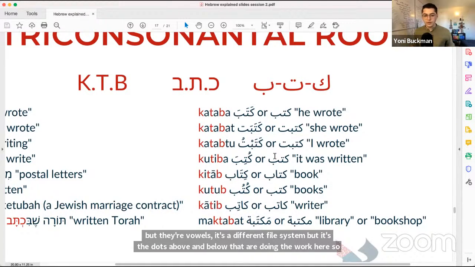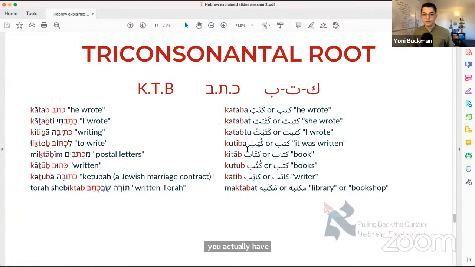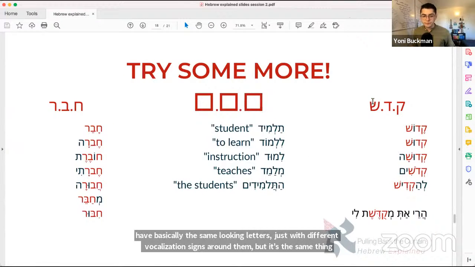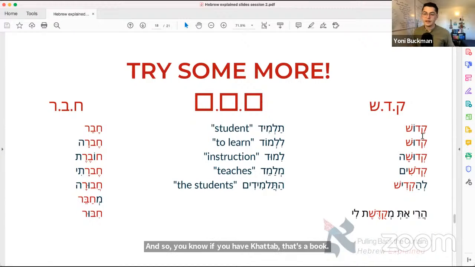And so, if you have kitab, that's a book. Again, just something that was written in writing. And so that's a useful thing to note. So now let's try some together. Let's start here on the right. Okay. So these are words that you probably know.